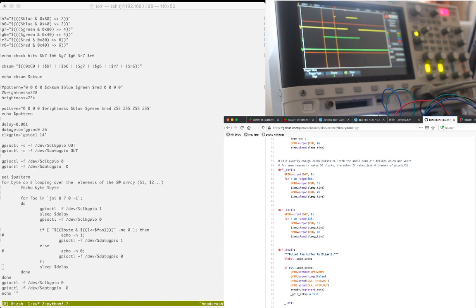Number of pixels over 2. I don't understand the end of the comment. The other IC takes just 4. Number of pixels over 2. Does it mean 4 more clocks?